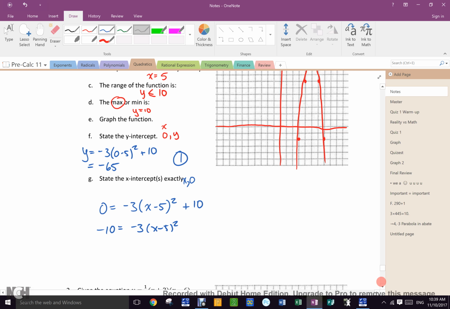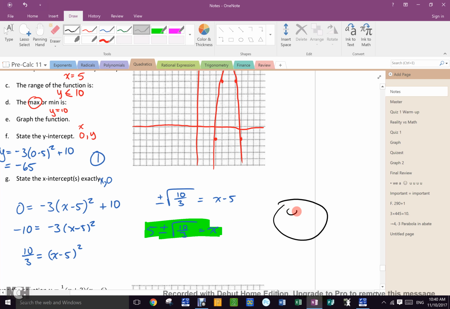Divide by -3. You can't move it over because this is multiply. So I'm going to have 10 thirds equals (x minus 5) squared. Now what? Square root both sides. So the root of 10 thirds equals x minus 5. What do I need to remember about this root now? It's plus or minus. Now what do I do with that 5? Move it over. 5 plus or minus the root of 10 thirds equals x. There's your answer.